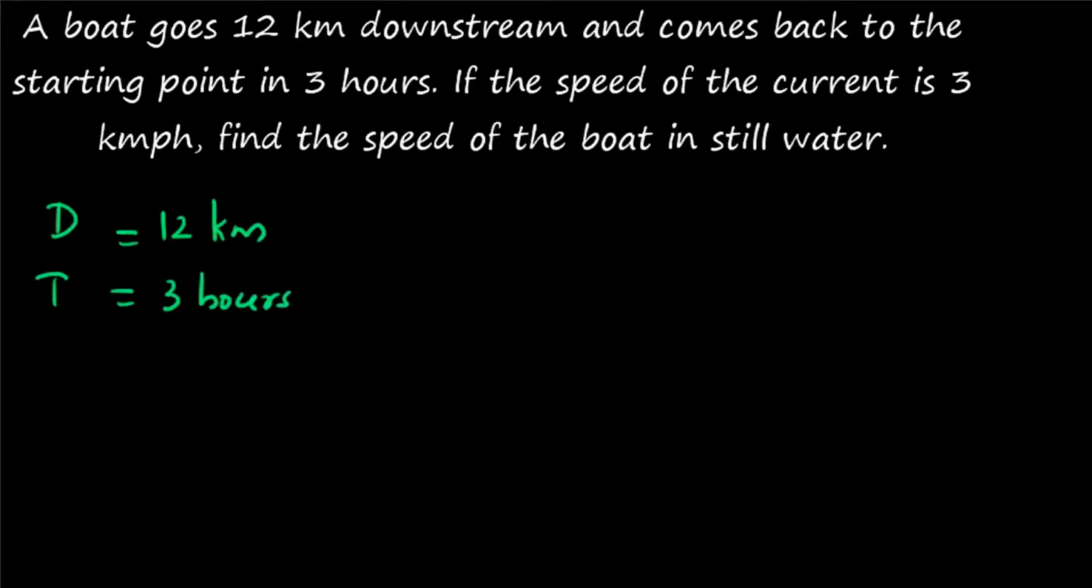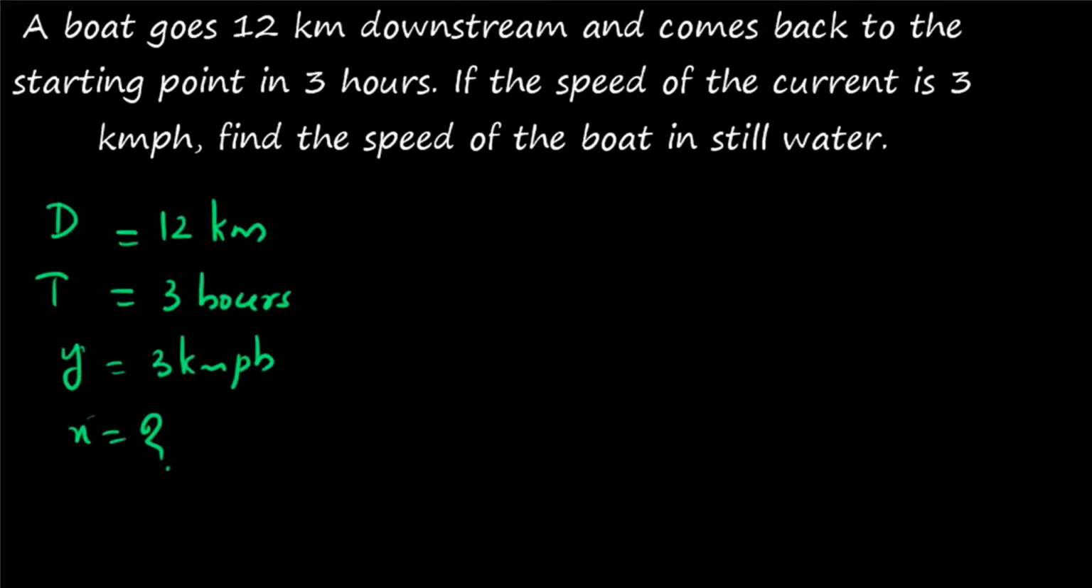Separate times are not given, neither upstream time nor downstream time. Only the total time taken to travel to a place 12 km away and return is given. That is 3 hours, and y is also given. It is 3 km per hour. You are asked to find x.